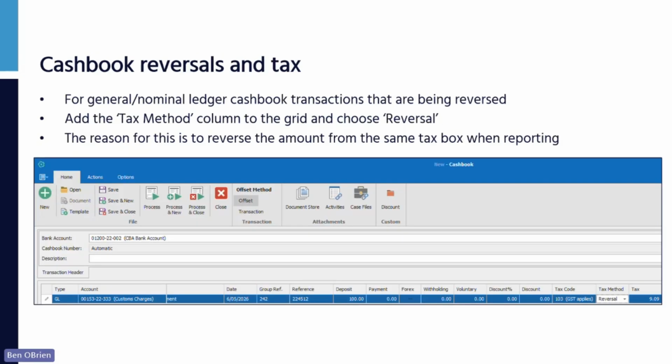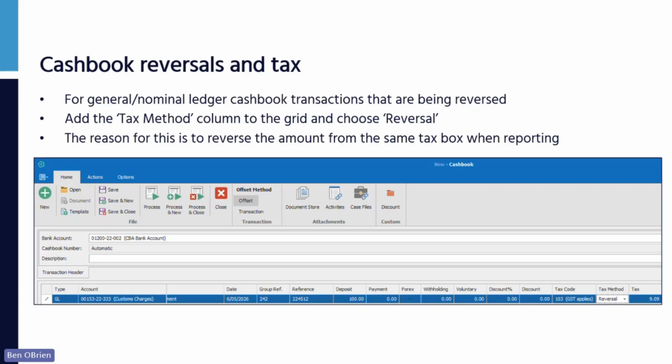Cash book reversals and tax. This is another one of those hidden things that you may not know about. Essentially, in Sybiz Vision, if you need to reverse a receipt or a deposit, you do that with a payment and vice versa.